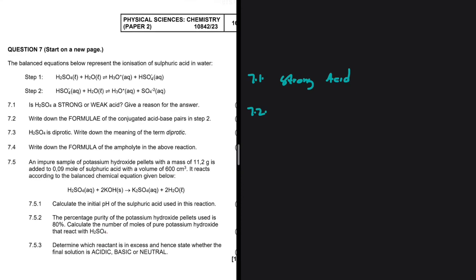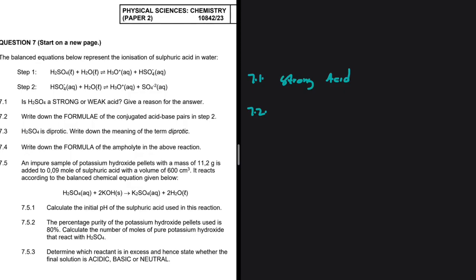in step 2. Okay, so let's take a look at what is happening here. The balanced equations below represent the ionization of sulfuric acid in water, step 1 and step 2. So what we need to give is the acid-base conjugate pairs in step 2. So let's take a look at the reaction. We have HSO4 minus plus H2O. This gives us H3O plus and SO4 2 minus.